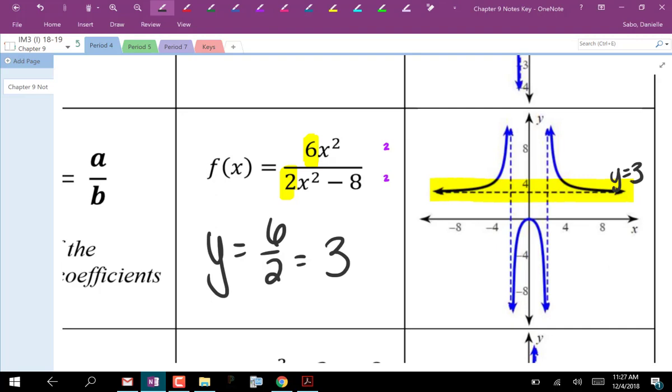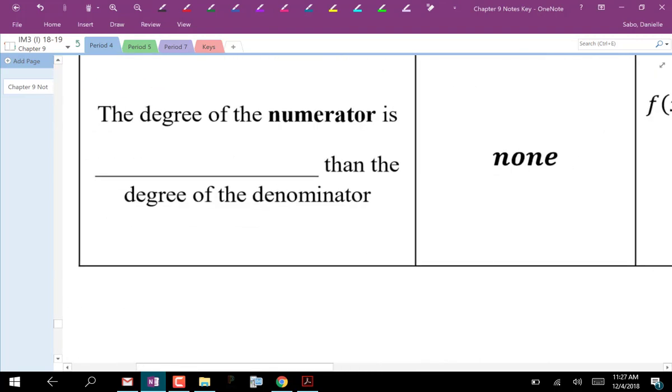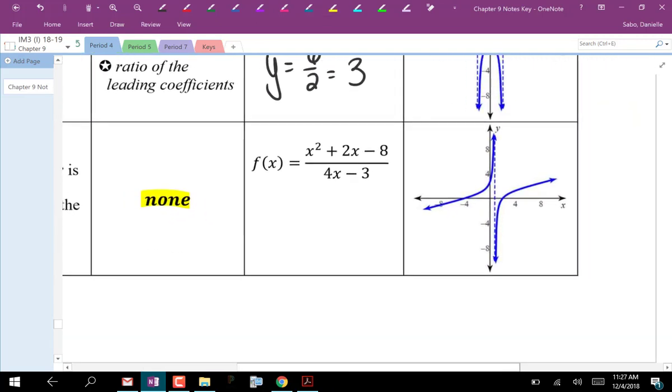Okay, now the last one I think is the easiest one. If the numerator is larger, then you have none, which I think is great. If you have none, awesome. There is nothing that you can highlight, there's no horizontal asymptote here. Okay, so let's talk about this as for the example.